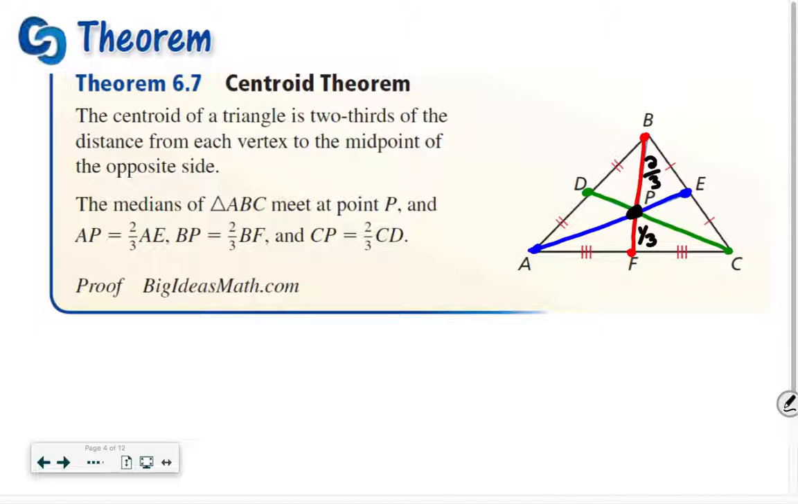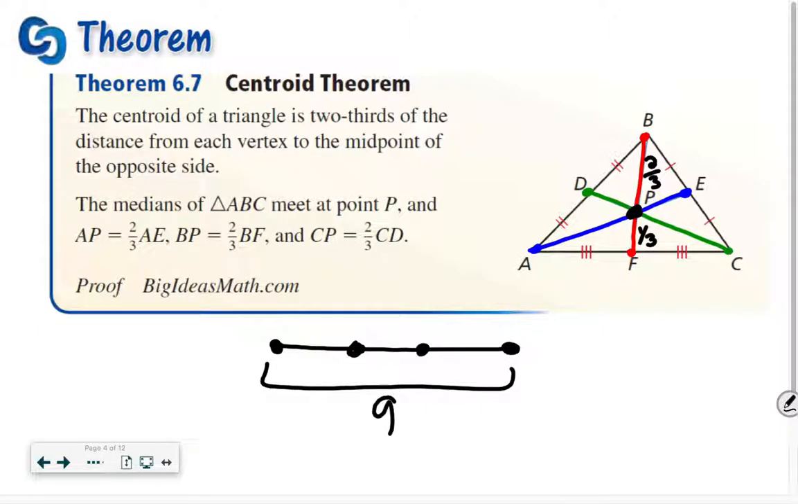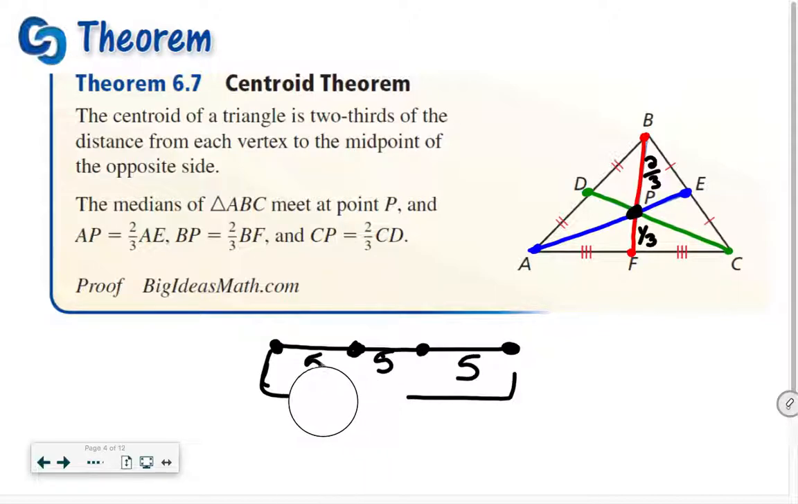Let's talk about thirds for a moment. Remember, when you take a third of something, the operation you're doing is just dividing by 3. If this entire segment is 9 units long, and I asked you for a third of that, what's a third of 9? 3. You're just dividing by 3. So each little piece here would be 3. If I said the whole thing was 15, how much would a third be? 5.